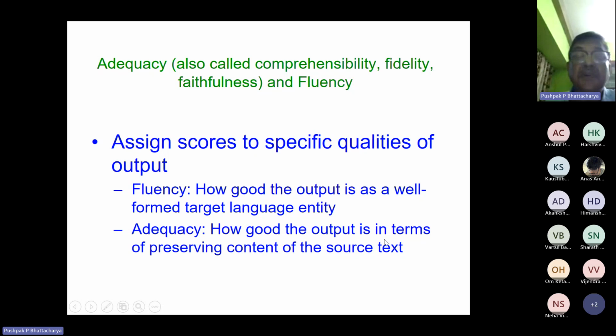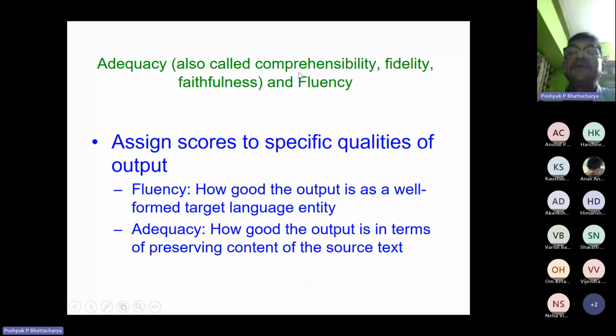Adequacy is how good the output is in terms of preserving the content of the source text. So Ram saw Sham, Ram ne Sham ko dekha. Sham ne Ram ko dekha will get a low adequacy score because the meaning there has changed. So adequacy and fluency are two very important guiding parameters for evaluation of translation. Now you can see why adequacy is also called faithfulness or fidelity. So Ram saw Sham, Sham ne Ram ko dekha. The target language sentence has been unfaithful to the source language because the seer is Ram and what he saw is Sham. In the Hindi sentence, that role is exchanged, which is not allowed.